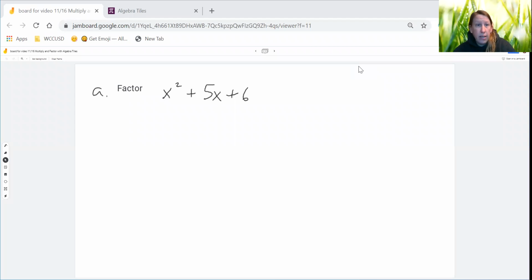Hello students, this is a continuation of multiplying and factoring.